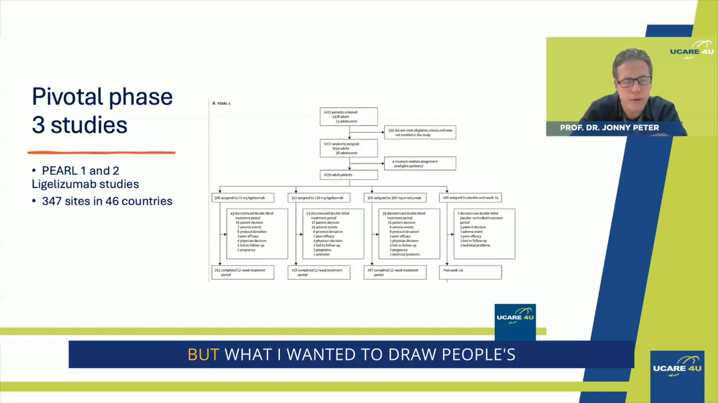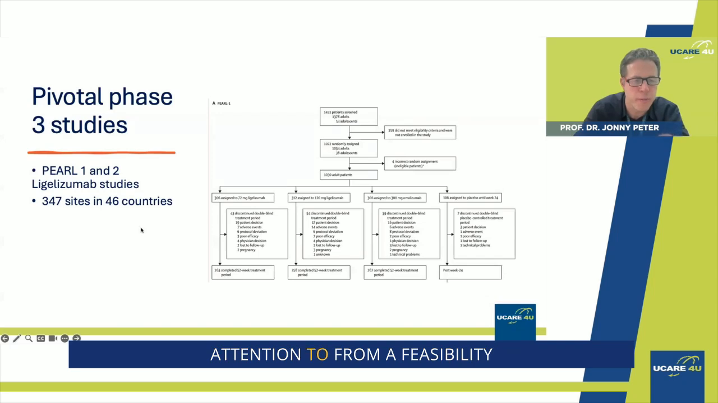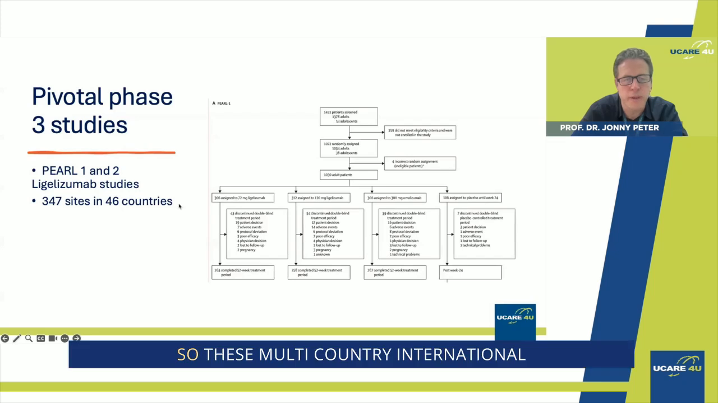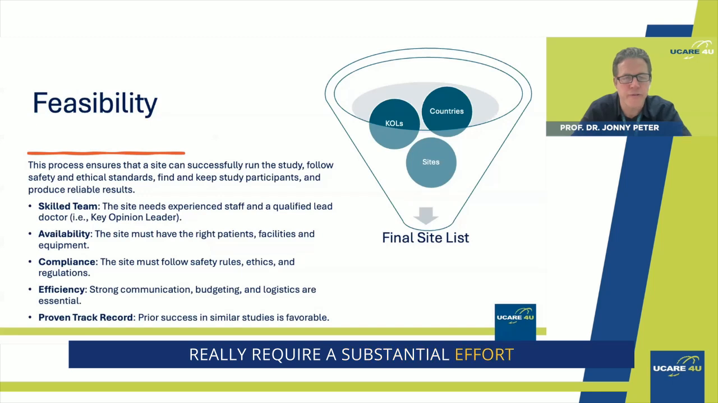indicating the Pearl 1 study layout and allocation of patients. But what I wanted to draw people's attention to from a feasibility and a scope perspective is that these two phase 3 trials were conducted at 347 sites across 46 countries. So these multi-country international studies at the phase 3 level really require a substantial effort with several organizations involved. They all start really at the feasibility stage.